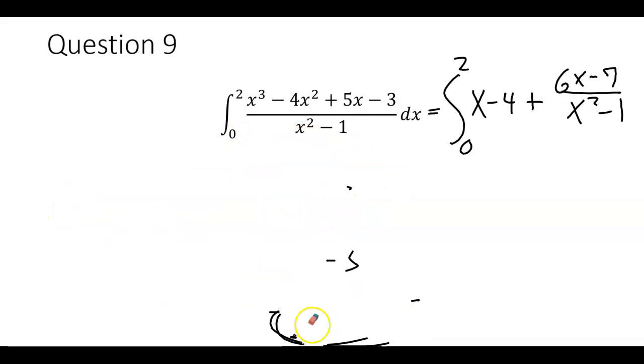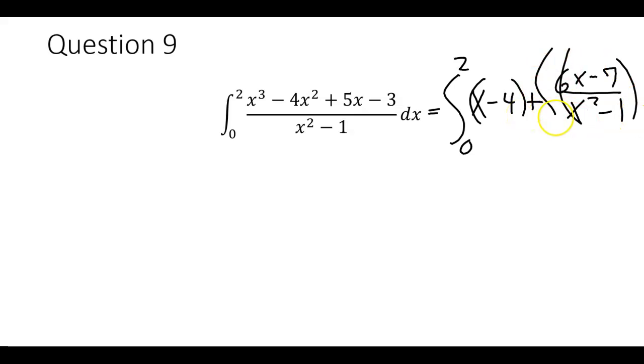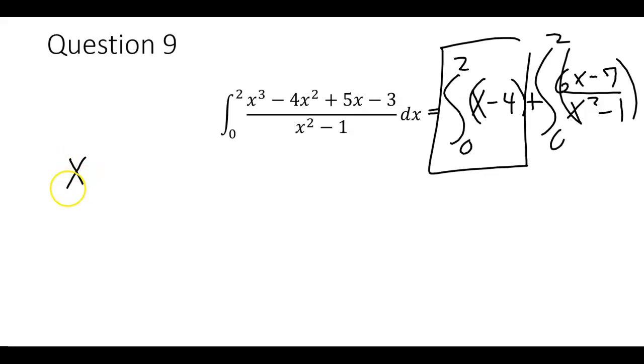That's the long division process. The next step is to integrate. So I'm going to separate these things. I'm going to integrate this, and then I'm going to integrate this separately because they require different integration rules. This first one is a simple integral. You just add 1 to the power and divide by that number. And then for the 4, you just put an x next to it.